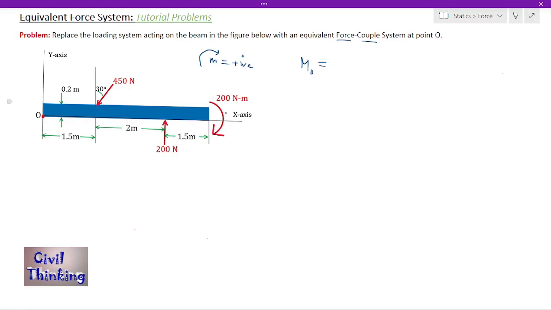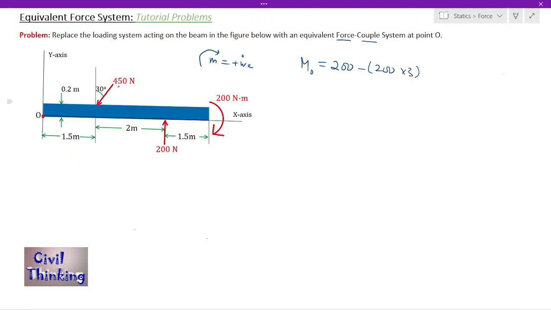Now 200 newton meter is clockwise, right? So at O, the moment at O is as it is, 200 newton meter. Then this 200 newton force is going to exert an anti-clockwise moment like this on O, right? So it is negative, minus 200. How far is 200 newton normally from point O? The normal distance is this, right? It is 2 plus 1.5, which is 3.5 meters, multiplied by 3.5.